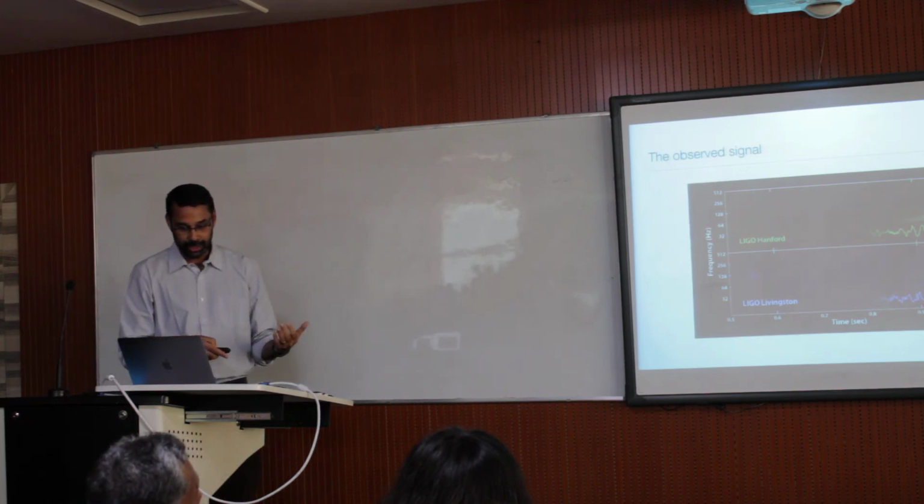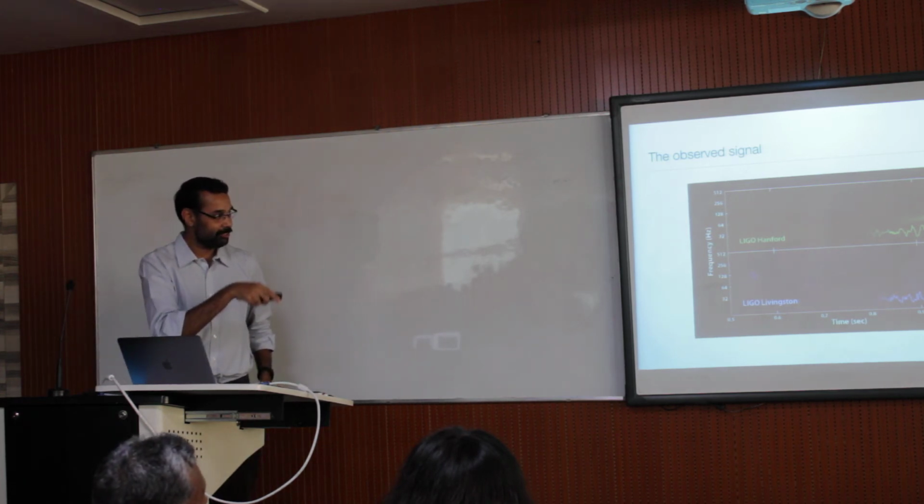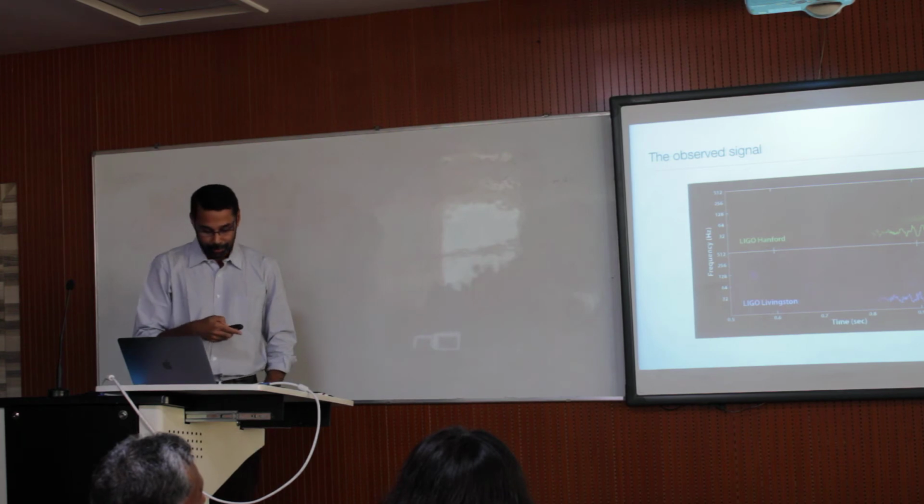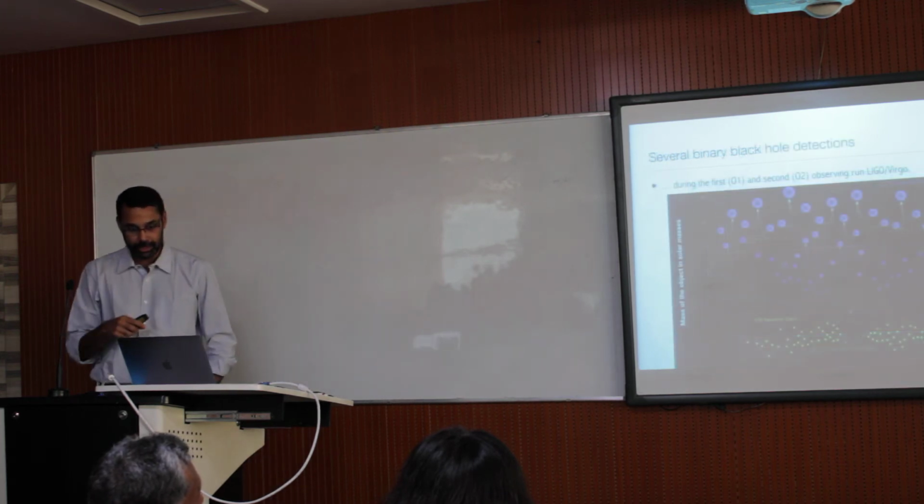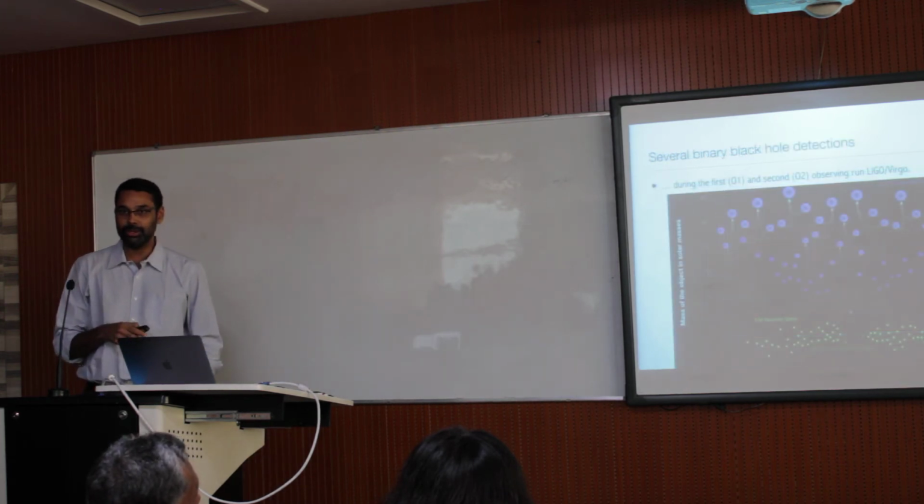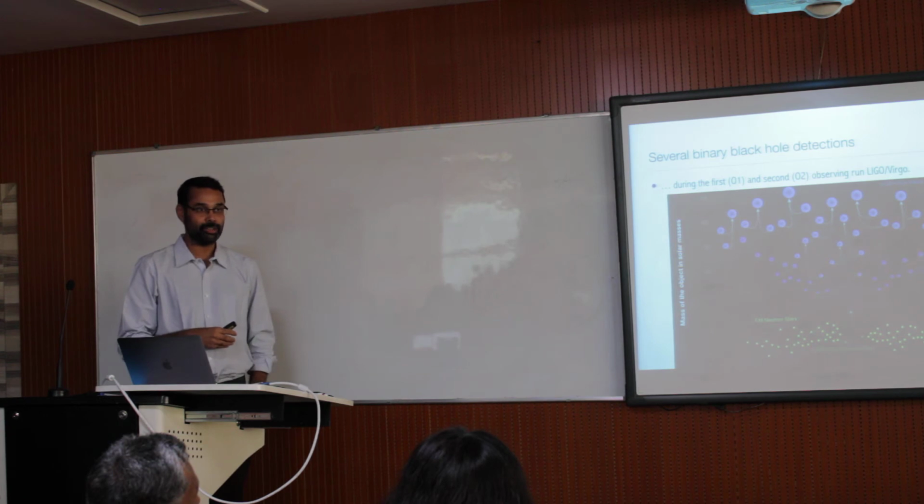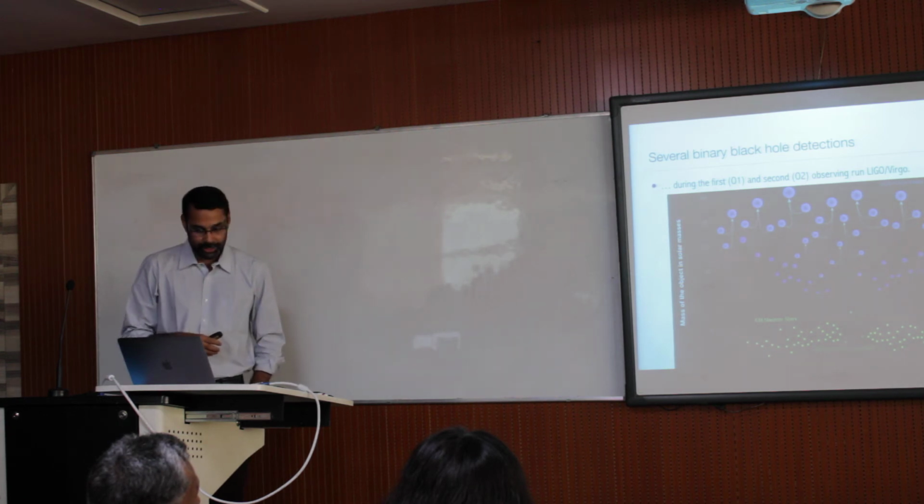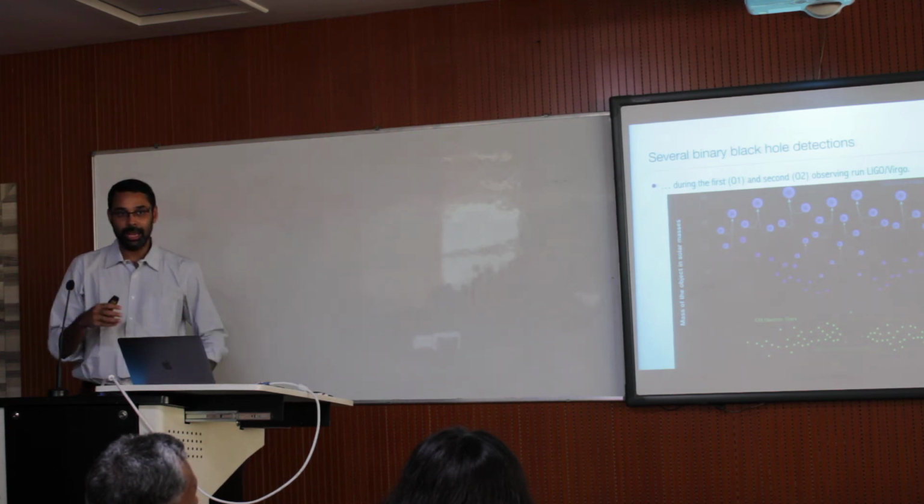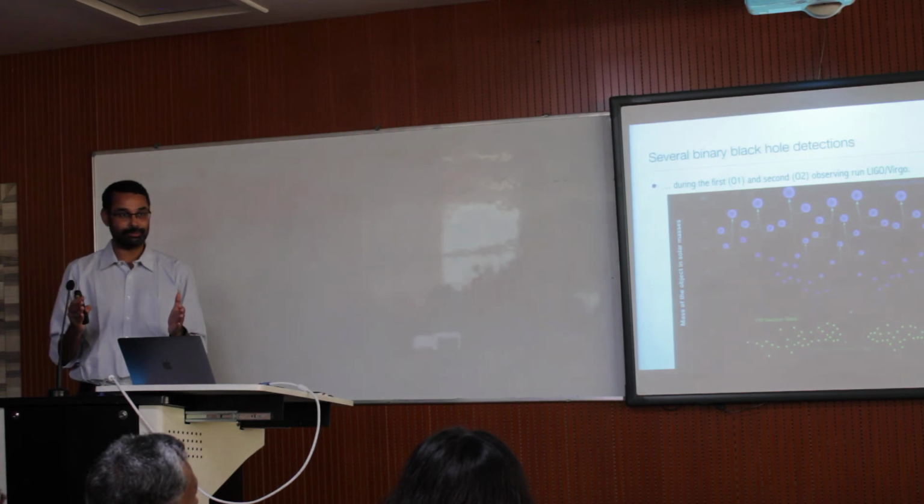So, this is, of course, the very first signal that LIGO detected. But in the last 3 years, during the first two observing runs of LIGO and Virgo, the European counterpart of LIGO, these observatories have detected 10 binary black hole coalescences.